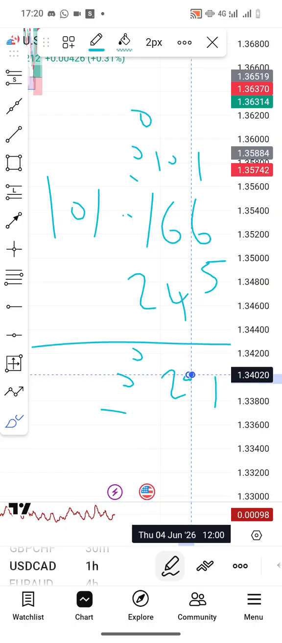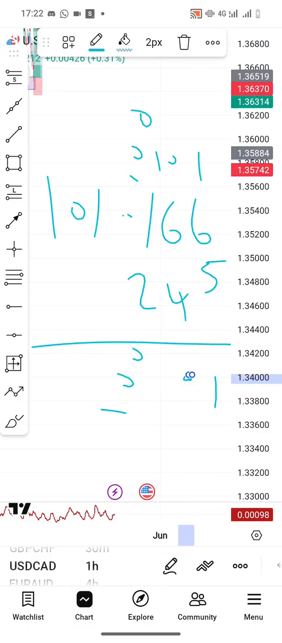So I don't know if you get it. This is how I personally identify a pip in JPY. So slightly different. It's not really that hard, but if you don't understand it, go back and rewatch the video. So it is what it is, man.